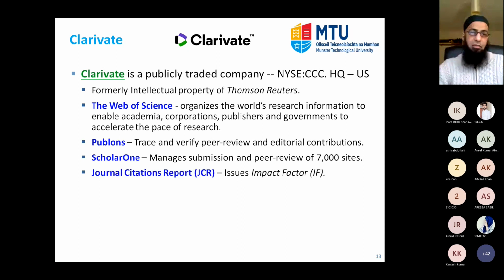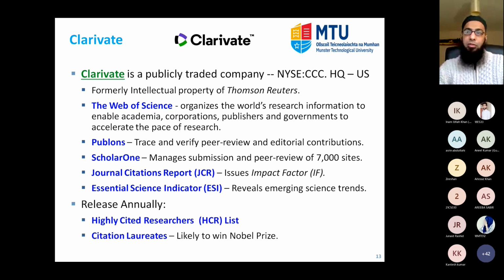It is registered in the New York Stock Exchange, and they were previously the property of Thomson Reuters, but now they are independent. So they have invested hugely and are working on the intellectual aspects of scientific research. Their main asset is Web of Science. Web of Science is basically a software, or you can say a platform, which organizes the world's research information to enable academia, corporations, publishers, and governments to accelerate the pace of research.